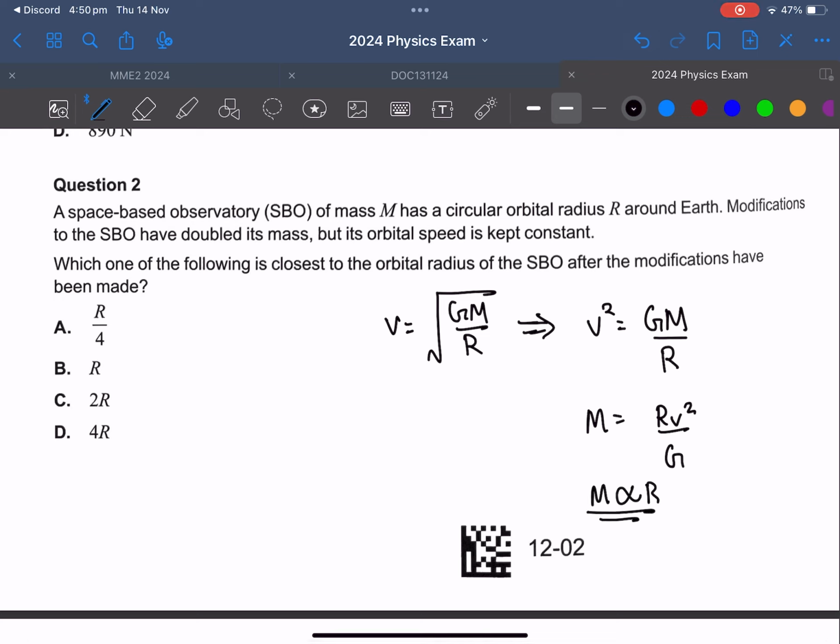Okay, so the key part is that it's the mass of the satellite that is changing, not the mass of the planet, because it's still revolving around Earth basically. So the big M actually doesn't change. So I feel like the radius still has to be R. I'm gonna go with B here, if that makes sense. So yeah, I'm gonna go with B.